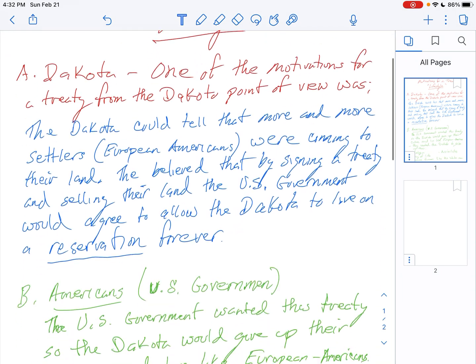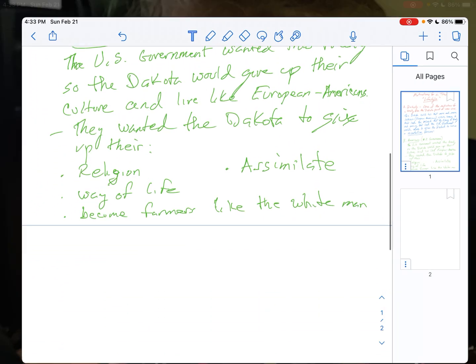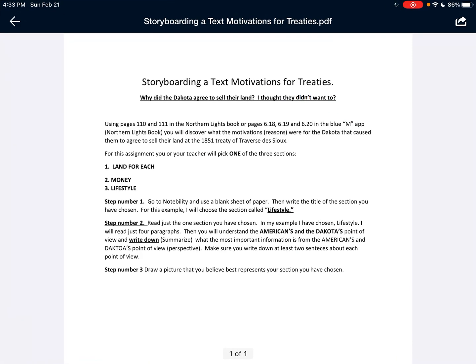All right, so this is my summary for the lifestyle part of it. Okay? All right, so the next part is step number 3. Just draw a picture that you believe represents the section that you have chosen. Just take another sheet of paper from Notability and draw a picture that represents the Dakota lifestyle. That's all I'm asking you to do.